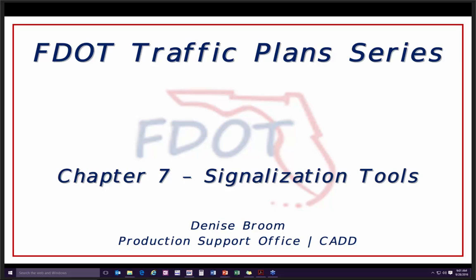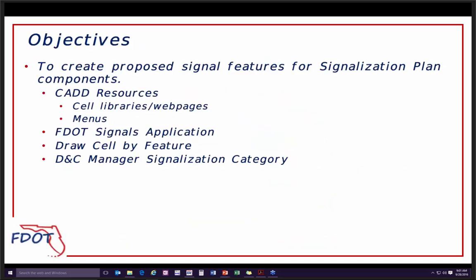This week we are working on Chapter 7, and Chapter 7 is the signalization tools. Today we are going to look at some CAD resources, cell libraries, our cell web pages, the FDOT menu, and the task menu, see what kind of resources that we have for the signalization features, as well as looking at the FDOT Signals application, the Draw Cell by Feature application by GeoPack, and the DNC Manager Signalization category to kind of browse through there and see what is available and how they work.